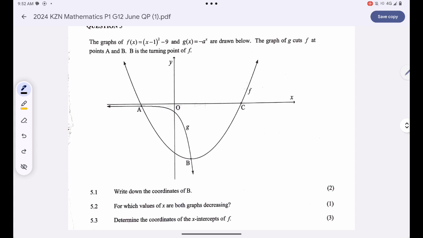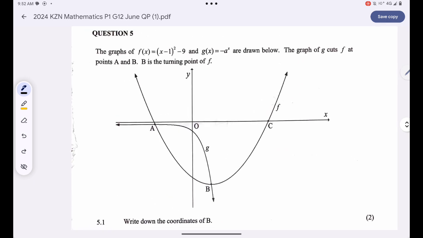Okay, we are given the graphs of f and the graph of g. They are just drawn below. The graph of g cuts the graph of f at points A and B. B is the turning point of f.